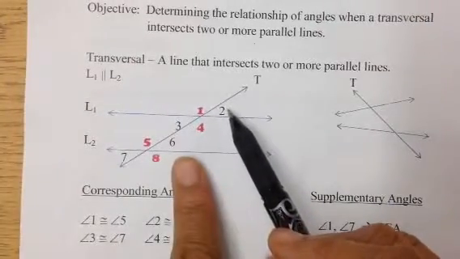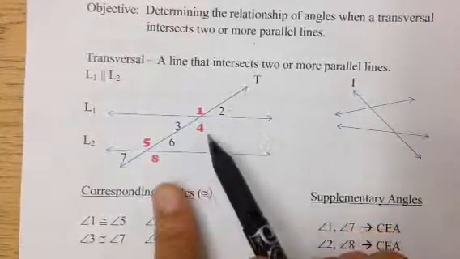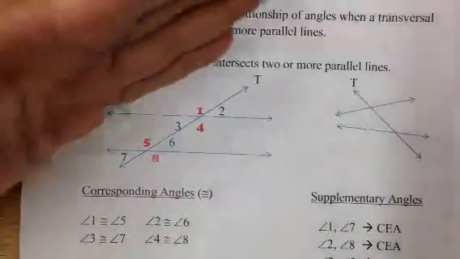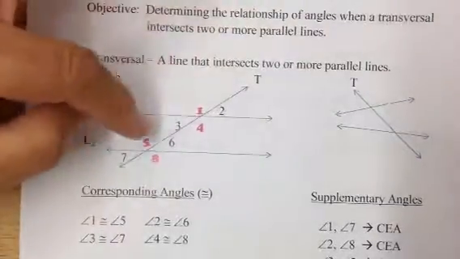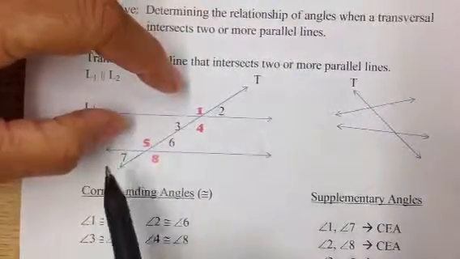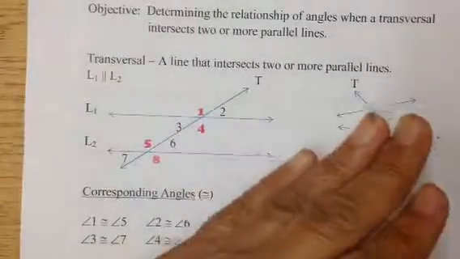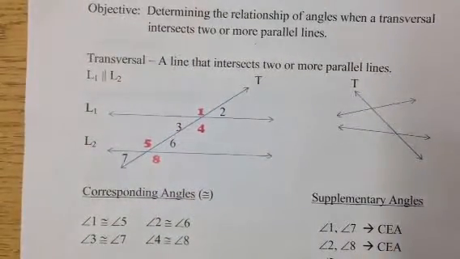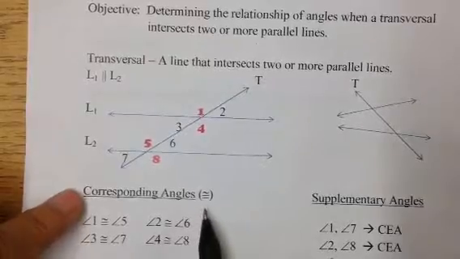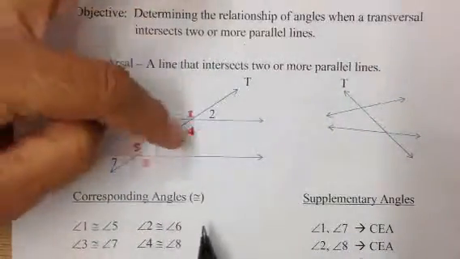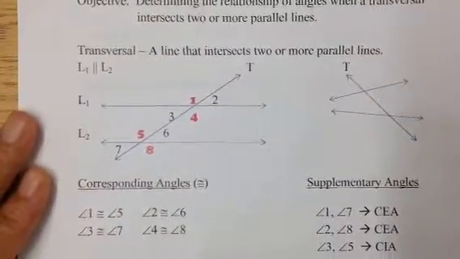Also take a look at 2 and 6, they're both on top, and 4 and 8, they're both on the bottom. So not only are they both on top or both on the bottom, they're also going to be on the same side. See, 1 and 5 are on the same side of the transversal, and 3 and 7 are on the same side of the transversal. And the same thing can be said with those angles on the right-hand side. And they're all going to be congruent. 1 and 5, 3 and 7, 2 and 6, and 4 and 8.